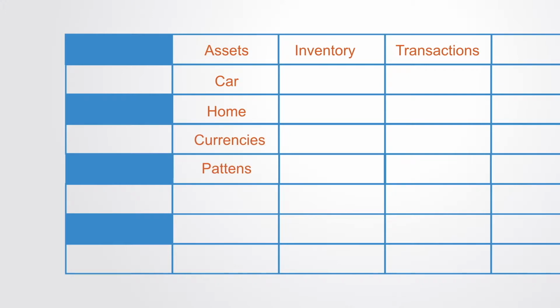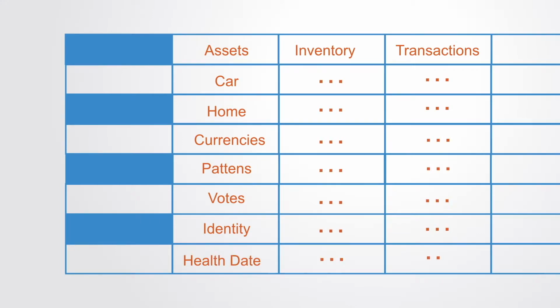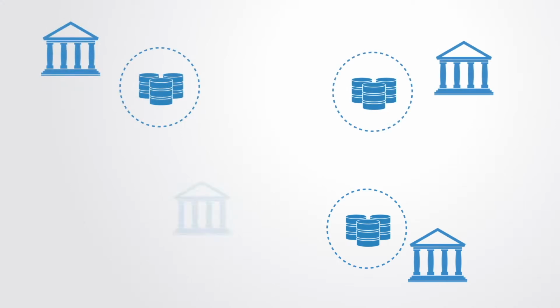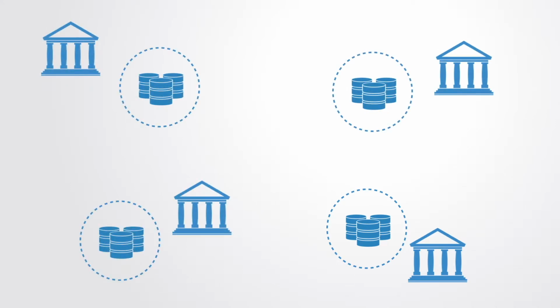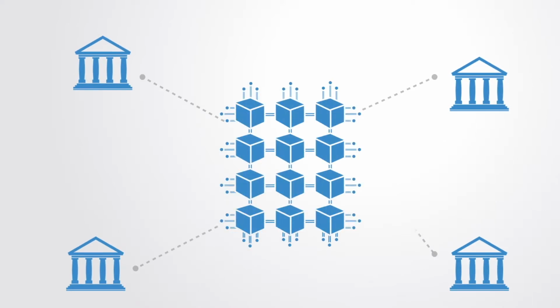Such ledgers can be used for any form of asset registry, such as inventory or monetary transactions. This might include the recording of hard assets such as physical property, cars, homes, etc., or intangible assets such as currencies, patents, votes, identity, healthcare data, or any other form of valuable information. This distributed ledger technology enables us to replace a multiplicity of private databases within each organization with one shared database that is trusted and accessible by all parties involved.